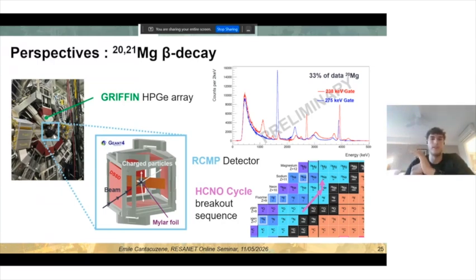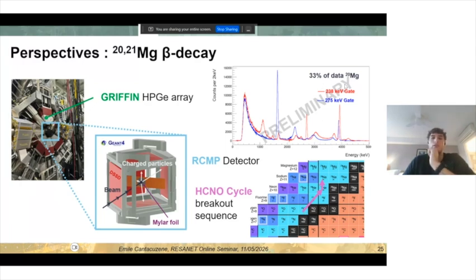This cube is located at the center of the Griffin spectrometer, which is a 4 pi gamma spectrometer for beta-decay. The reason why we want to study magnesium-20 and 21 is that we can indirectly study the astrophysical hot CNO breakout sequence that links oxygen-15 to neon-19 and neon-19 to sodium-20, by studying the inverse process, where magnesium-20 beta decays to sodium-20 and emits a proton, and then that can emit an alpha to feed the oxygen-15.